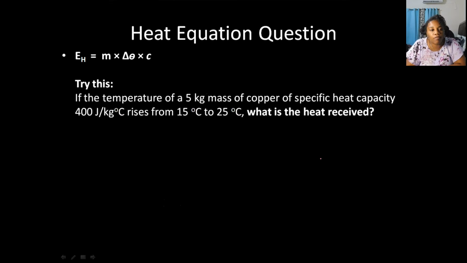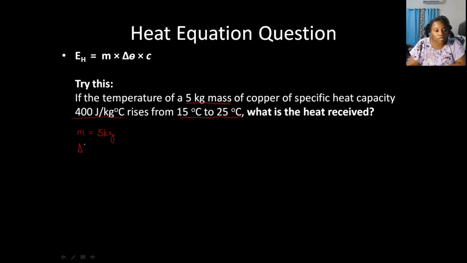Now here we have a question. It says, if the temperature of a 5 kilogram mass of copper of specific heat capacity 400 joules per kilogram degrees Celsius rises from 15 to 25 degrees Celsius, what is the heat received? Alright, so we're going to start listing the things we have. We have mass, we have specific heat capacity, and we definitely have a temperature change. Right, so we're going to write the mass here, which is 5 kilograms.